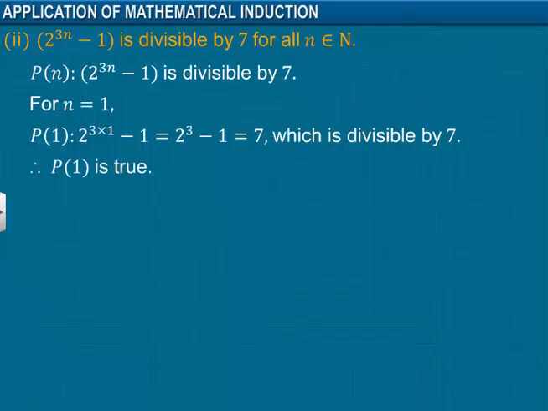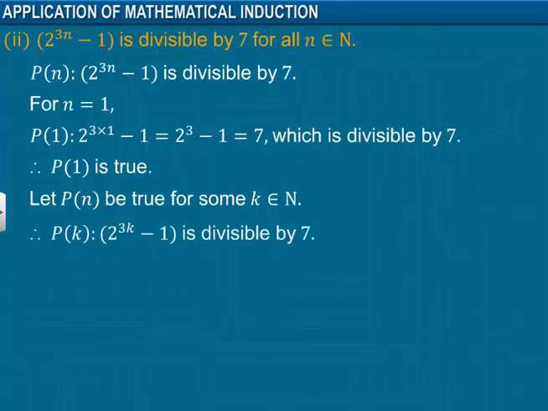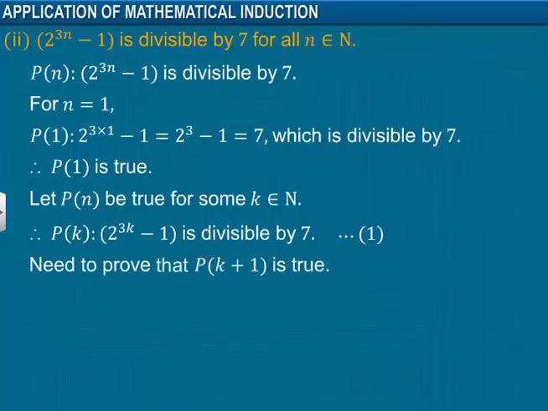Let the statement P of n be true for some k belongs to n. Therefore, 2 raised to the power 3k minus 1 is divisible by 7. Let this be equation 1. Now, we have to prove that P of k plus 1 is also true. On replacing n with k plus 1, we get 2 raised to the power 3 times k plus 1 minus 1.